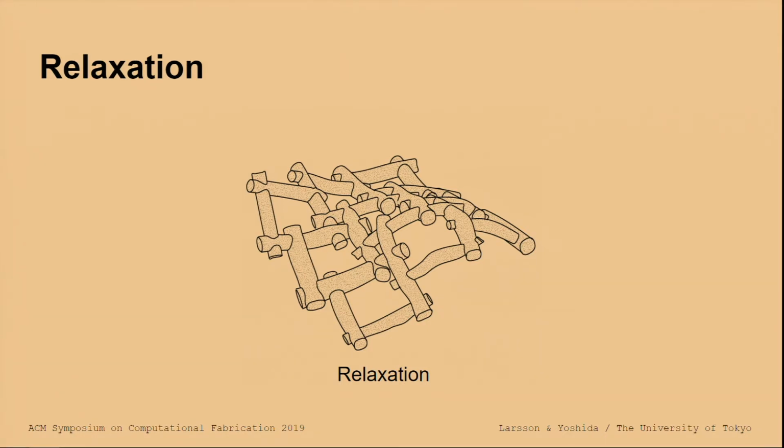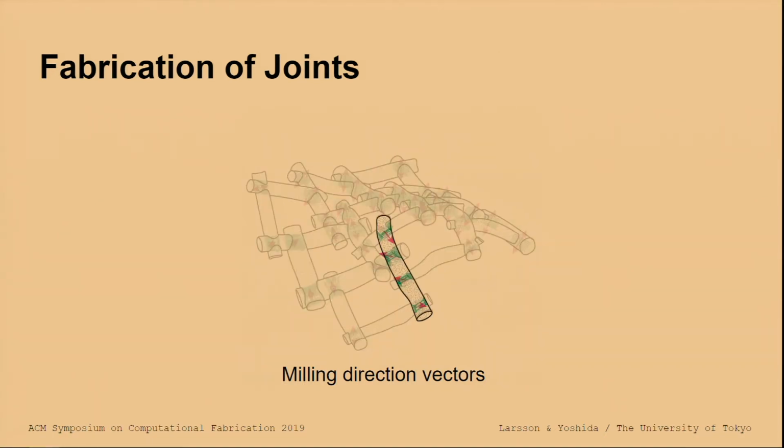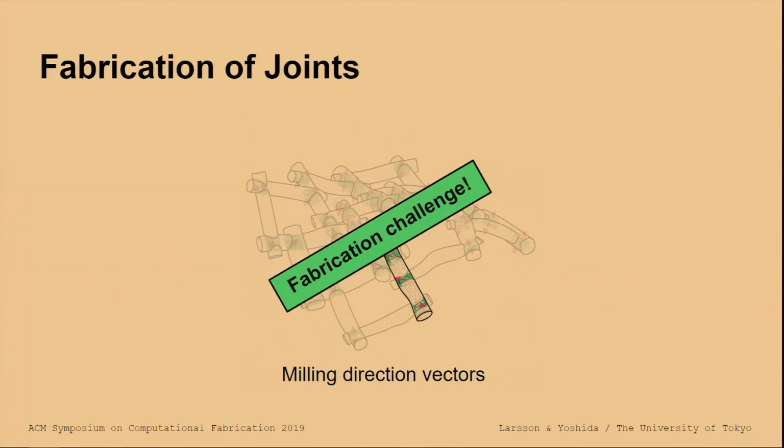And the next challenge is how to fabricate this design. We connect the branches with cross-lap joints, and this image shows in green the milling paths of those joints. And the direction vectors of the milling cut are shown in pink. And since this is a three-dimensional structure, looking at only one branch, the milling directions of the joints are all different. And this is the fabrication challenge.